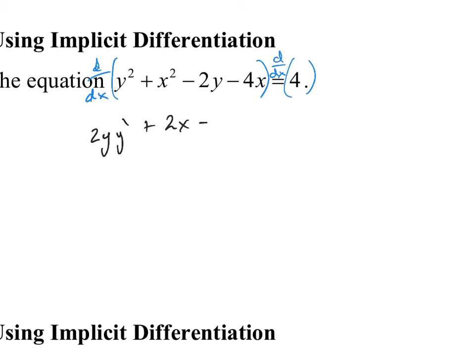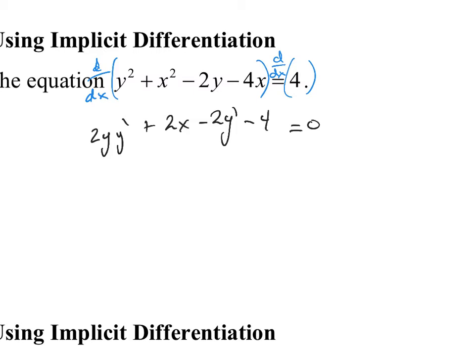Minus, what's the derivative of 2y? Well, if it was 2x, it would just be negative 2, right? But that derivative of y is not 1. The derivative of y is y prime. So this would be minus 2y prime. What's the derivative of negative 4x? Well, that's simply negative 4. That equals, well, what's the derivative of the right-hand side of the equation? The derivative of 4 is simply 0.